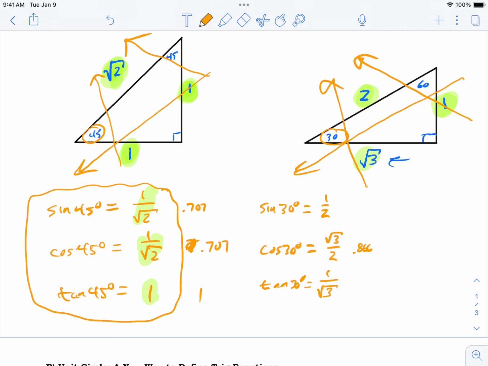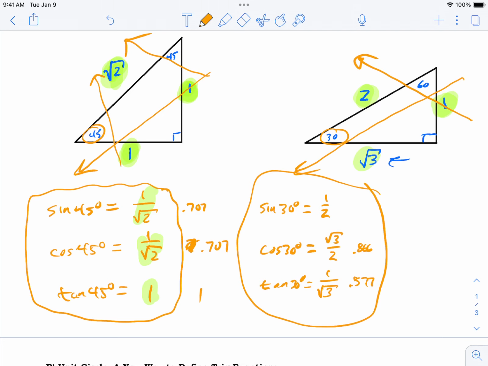Let me figure out what my calculator says. My calculator says 0.577. I hope yours does too. By the way, if it doesn't, make sure you're in degrees mode. It's hard for me to believe that you could have made it this far without being in degrees mode. But anyway, make sure your calculator is set to play with angles in degrees. So that's our ratios for 30 degrees: sine, cosine, tangent of 30 degrees.